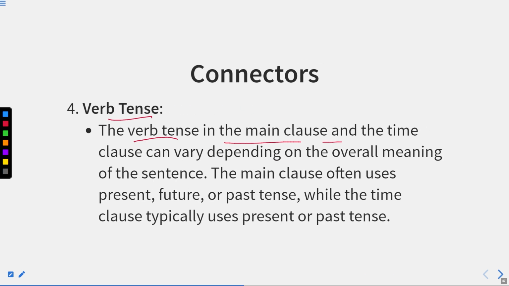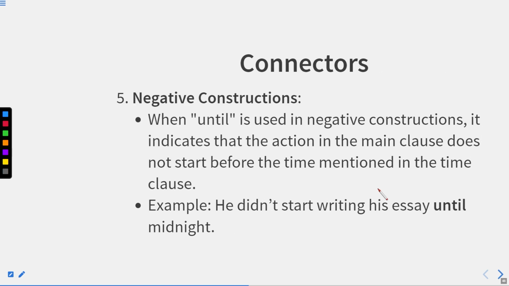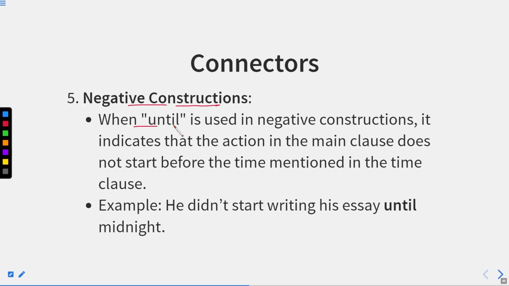Verb tense: the verb tense in the main clause and the time clause can vary depending on the overall meaning of the sentence. The main clause often uses present, future, or past tense, while the time clause typically uses present or past tense. Negative constructions: when until is used in negative constructions, it indicates that the action in the main clause does not start before the time mentioned in the time clause. Example: he didn't start writing his essay until midnight. It means till midnight.